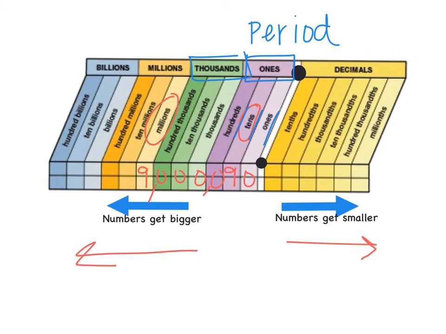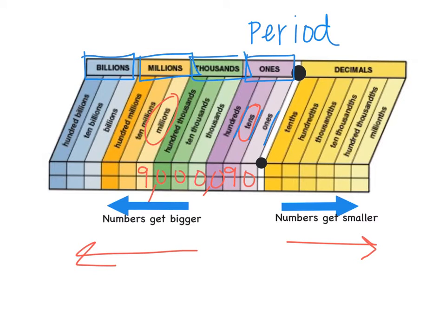Then we have the thousands period, which is made up of thousands, 10,000s, 100,000s. Then the millions period, millions, 10 millions, 100 millions. And the billions period, billions, 10 billions, 100 billions. We won't go larger than that for this class.